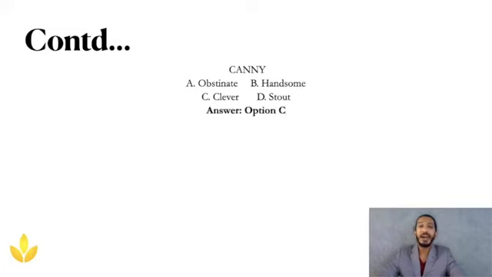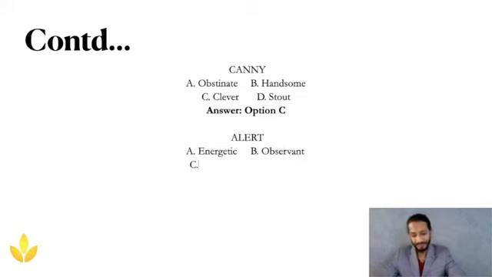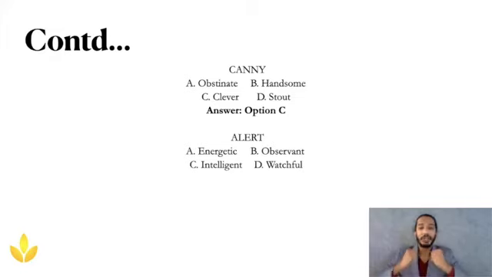Next question is alert. Pretty easy one. So what does alert mean? Energetic, observant, intelligent, or watchful? A lot of words mean the same, guys. So energetic means showing blind energy. A dog is energetic in daylight, but it is alert at night, because it is able to see better than humans can. It is able to sniff better than humans.